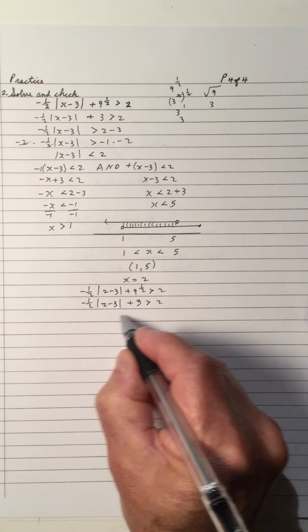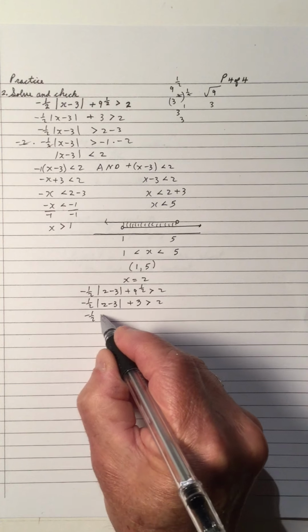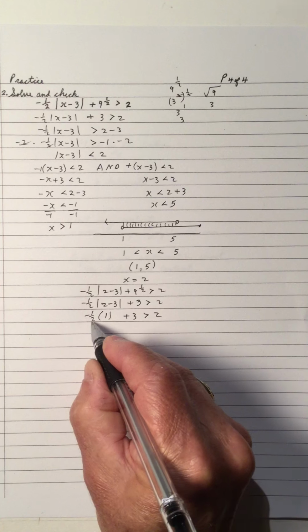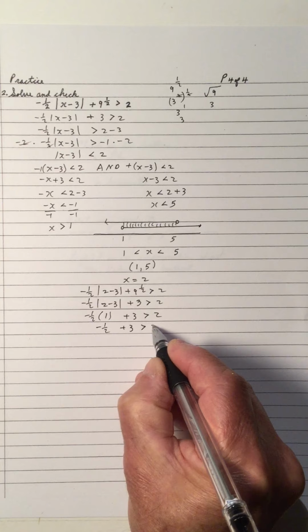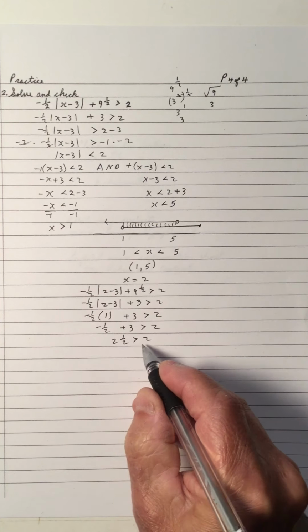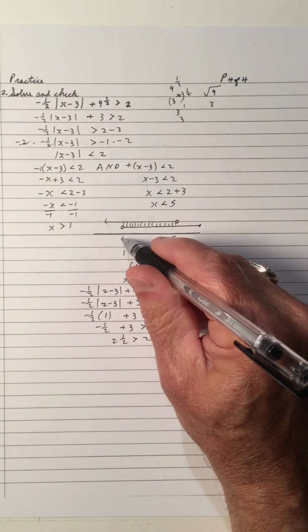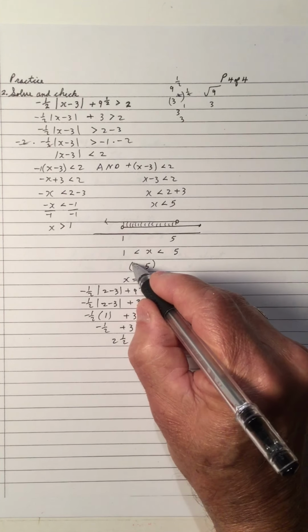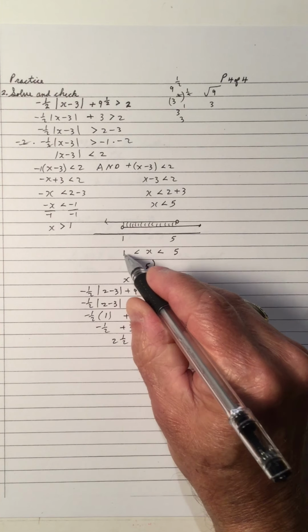So now we can work out the inside of, that's a negative 1, so the absolute value is 1. And negative a half times 1 is negative a half. And a half add on 3 is 2.5. 2.5 is greater than 2. True. So it looks like if you take any number between 1 and 5, it'll make it true. So this is the right solution here. This is the interval notation solution. This is the inequality solution.